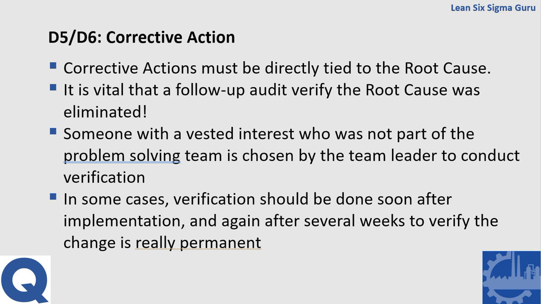It is vital that a follow-up audit verify the root causes were eliminated, that the corrective action is effective. Someone with a vested interest who wasn't a part of the original problem-solving team is typically chosen by the team to go out and conduct that specific verification. In some cases, that verification should be done twice. Once right after implementation to make sure things are done, and again after several weeks to verify that the change is really permanent.